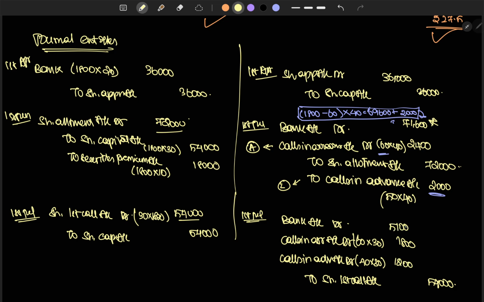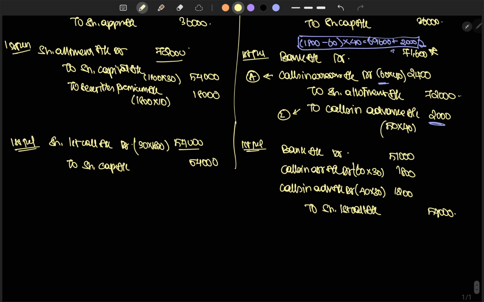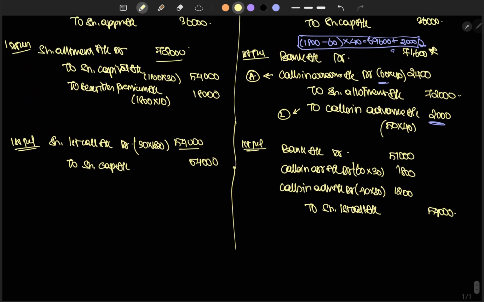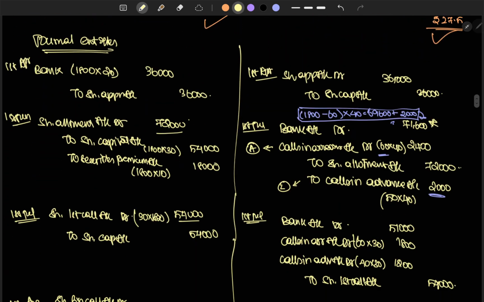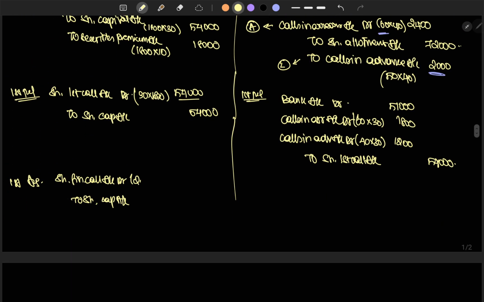So we only received 51,000 the net cash. Okay, let's enter into the last month, which is August. 1st August, share final call account debit to share capital account. So what's the final call money, which is 20 for 1800 shares, right? 20 we are supposed to receive, and that is the total money.